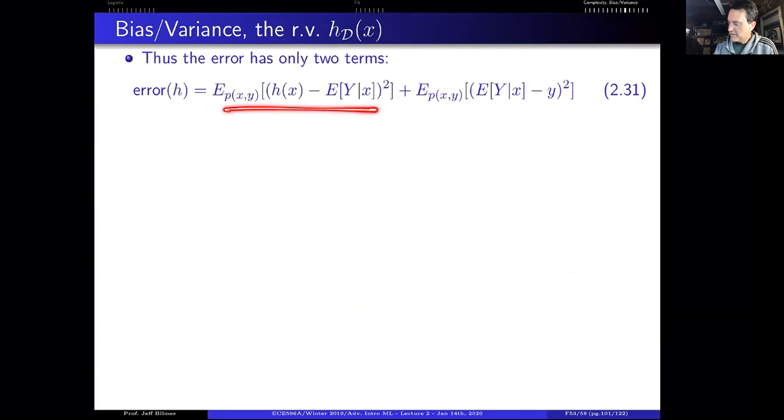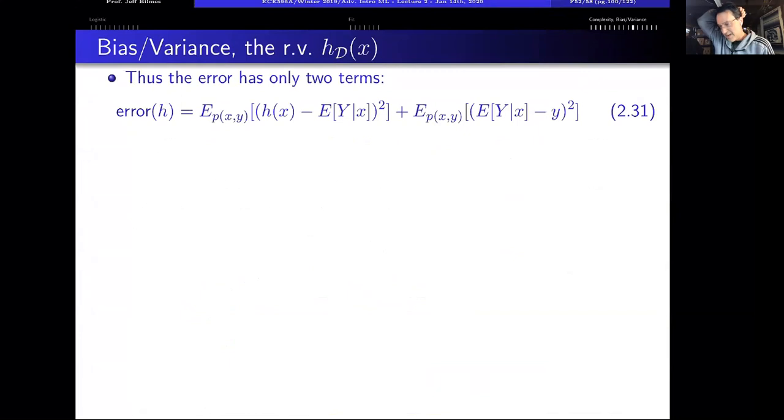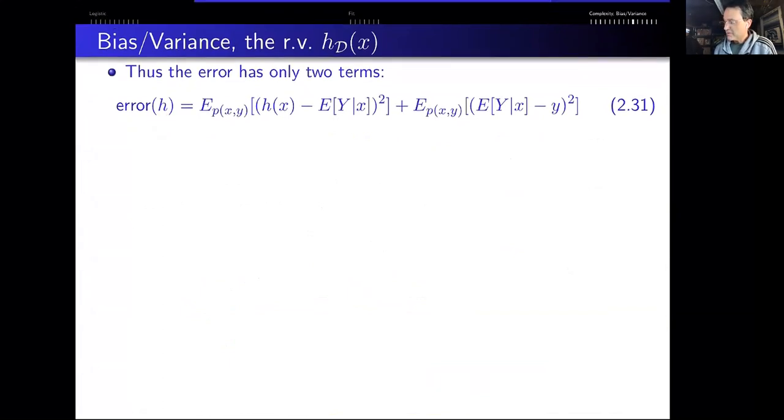So here's the first term and here's the second term. So let's look at these guys. What the heck are they? So this is the error. First of all, this is the error of a given hypothesis H, right? And the error consists of two terms.